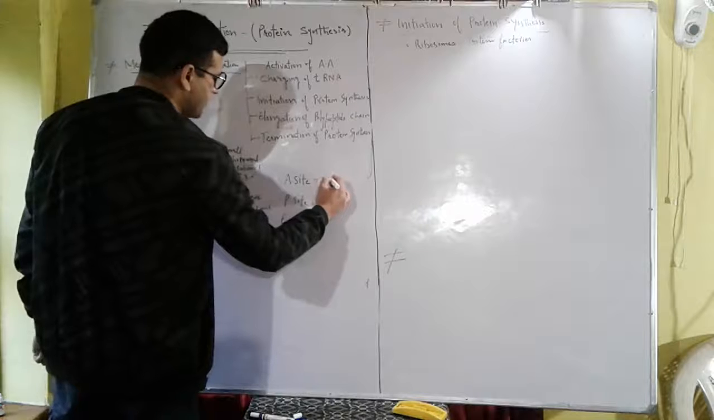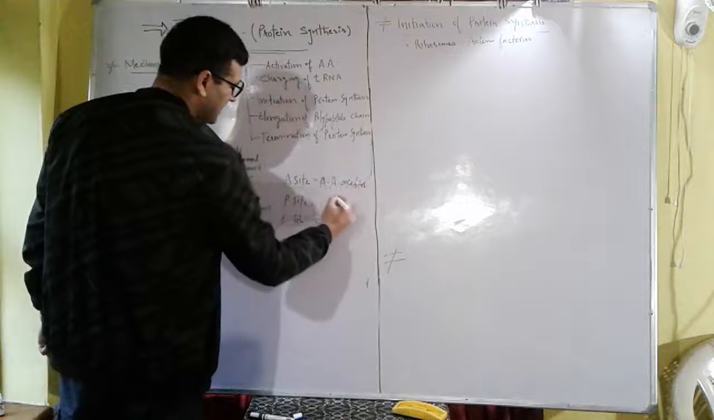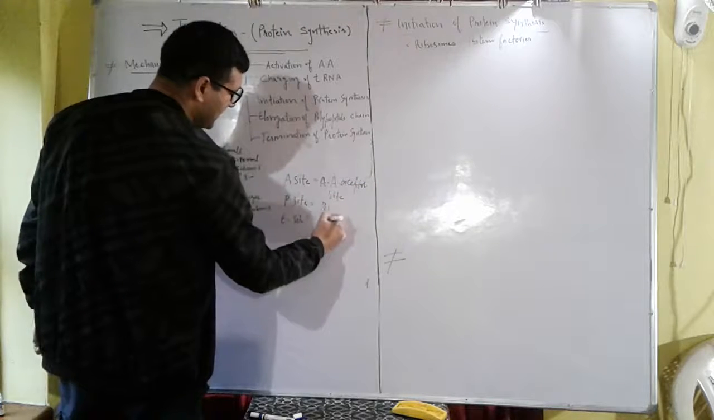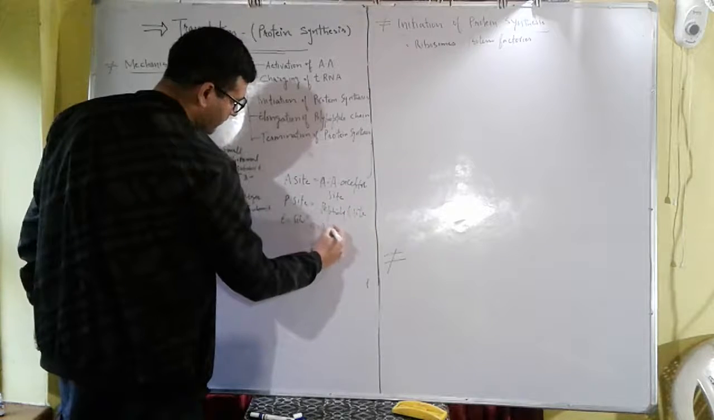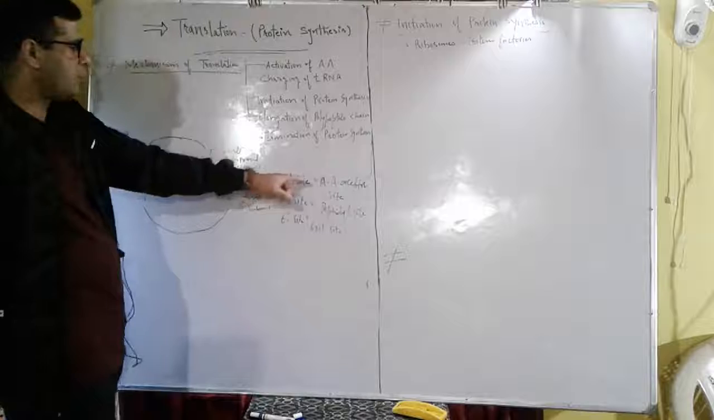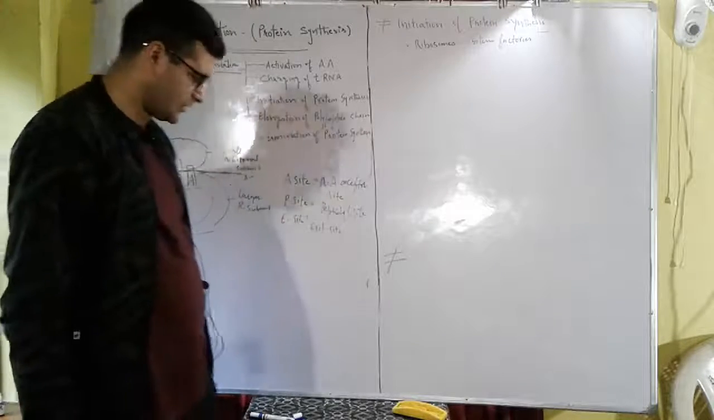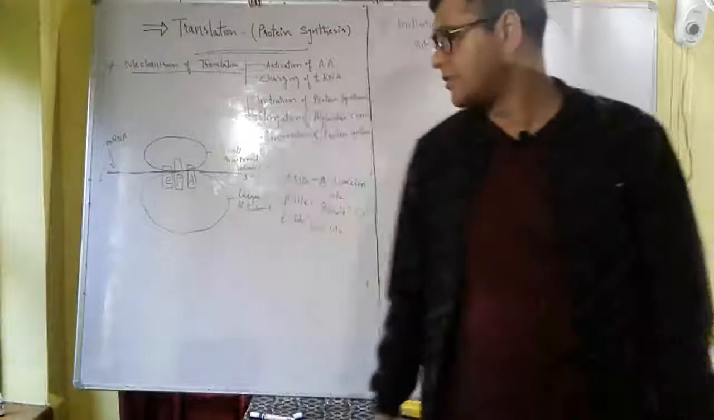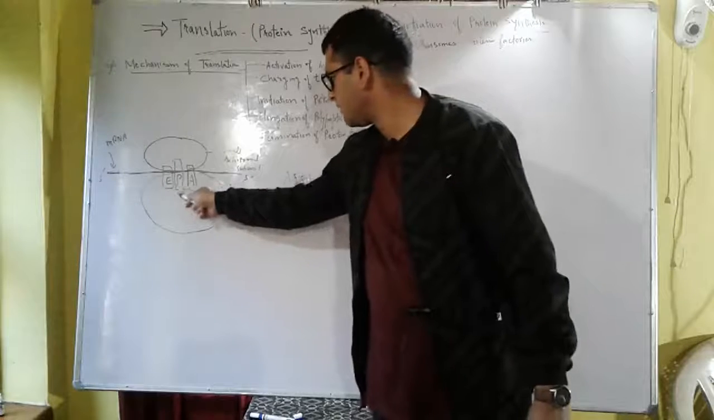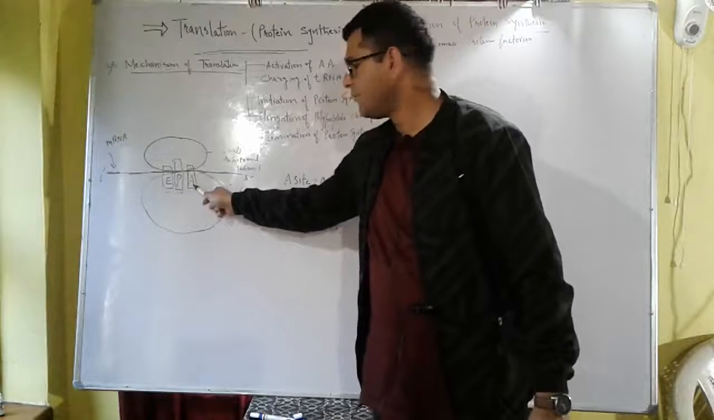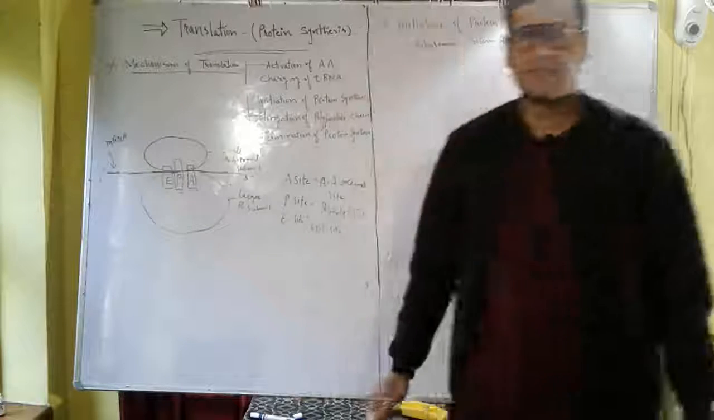A site is the acceptor site, the amino acid acceptor site. P site is the peptidyl site, and E is the exit site. So A is the aminoacyl acceptor site, P is the peptidyl site, and E is the exit site. These are the 3 important sites in the ribosomes.